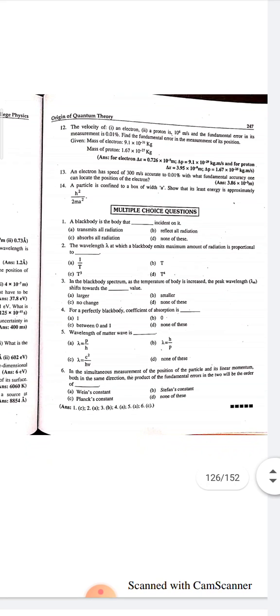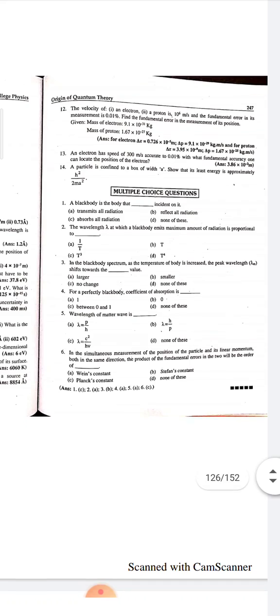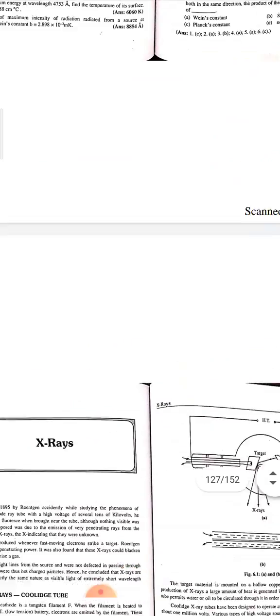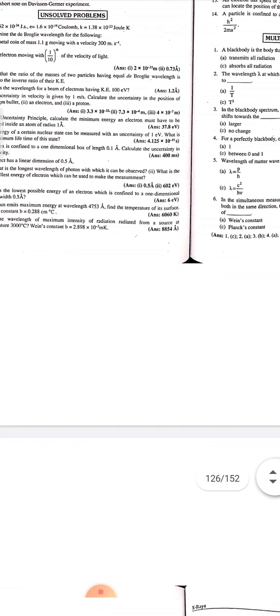For a perfectly black body, the coefficient of absorption is 1. Wavelength of matter is λ = h/p. In the simultaneous measurement of position and momentum, the product of errors is equal to Planck's constant, or vice versa. MCQs will be there that you have to remember.